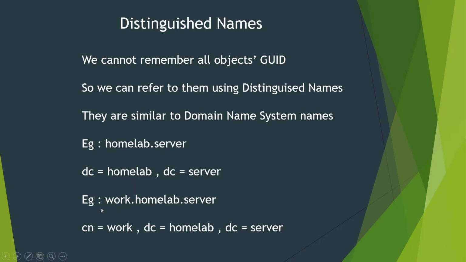And let's say another one. There is a separate unit called work in the homelab. So in this homelab there is a separate work unit. What you can do is assign server a domain component and homelab a domain component, and then we can say common name is equal to work, because it does not refer to any particular object. So you can say common name is equal to work. These are the relative distinguished names. That means we need to identify these as variables. Let's see in the next slide.